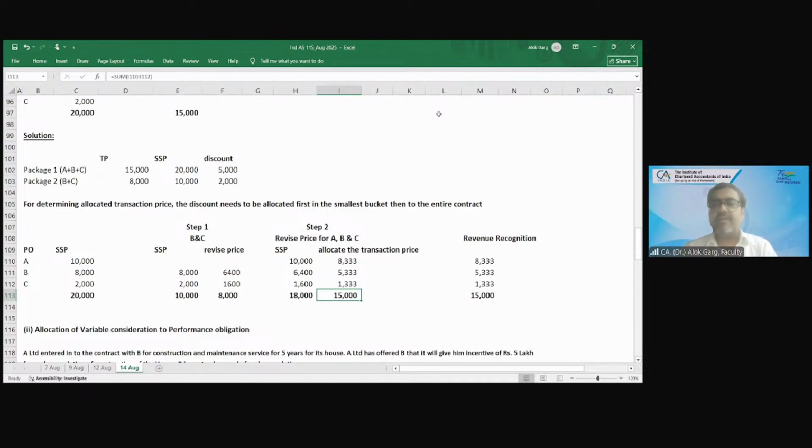Is that clear, Mamta, or not clear? Yes, sir. If still it is not clear, let me know if you have any specific query. Yes or no? Clear, not clear? Completely clear? Yes, sir. Shall I move forward? Okay.